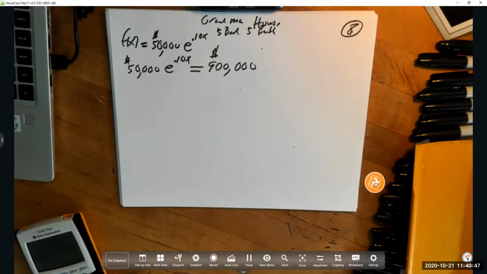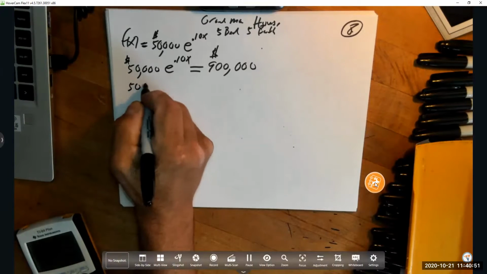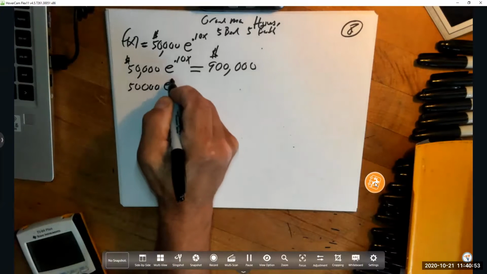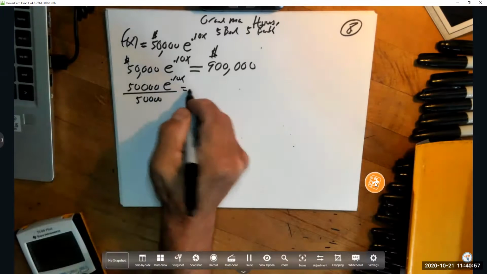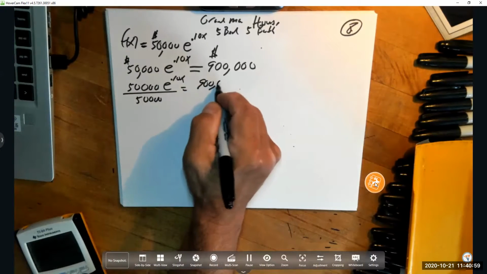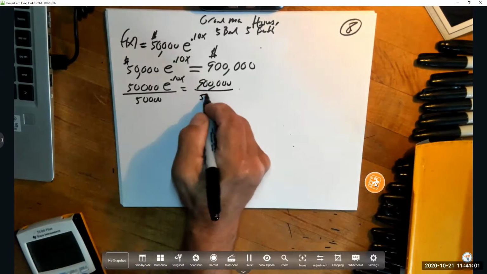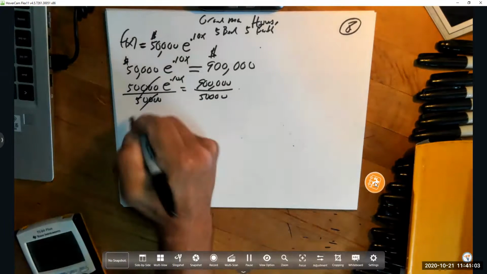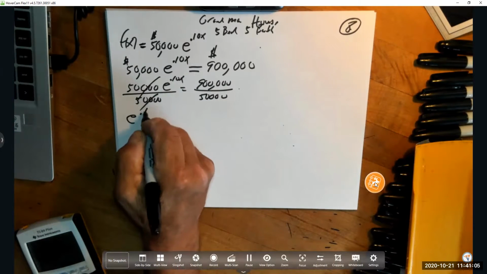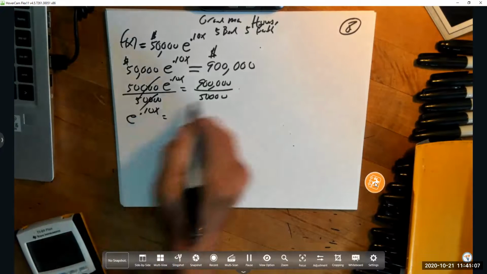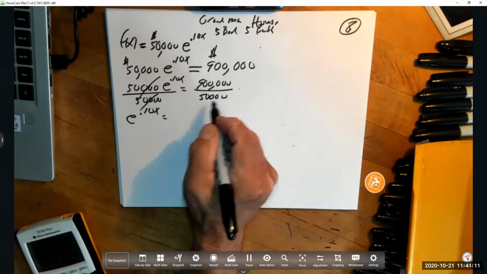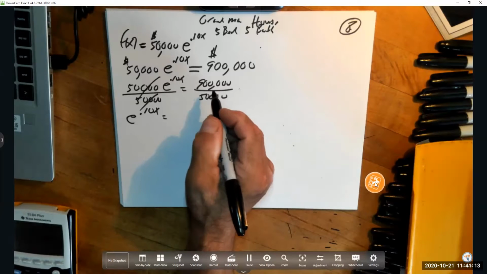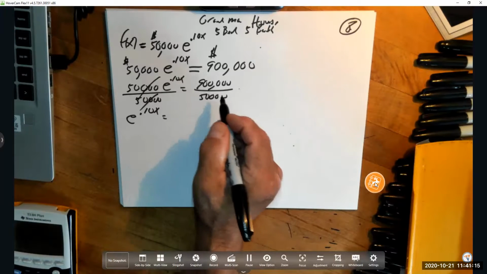So now, step 1, I'm going to divide both sides by 50,000. This one by 50,000, and this side by 50,000. Like that. These are gone. 0.10x. All right. So now 90000 divided by 50000. Do it in the calculator. Tell me what you get.